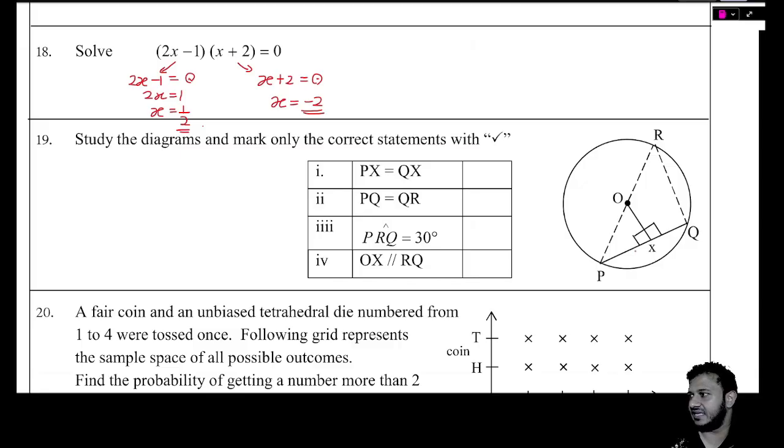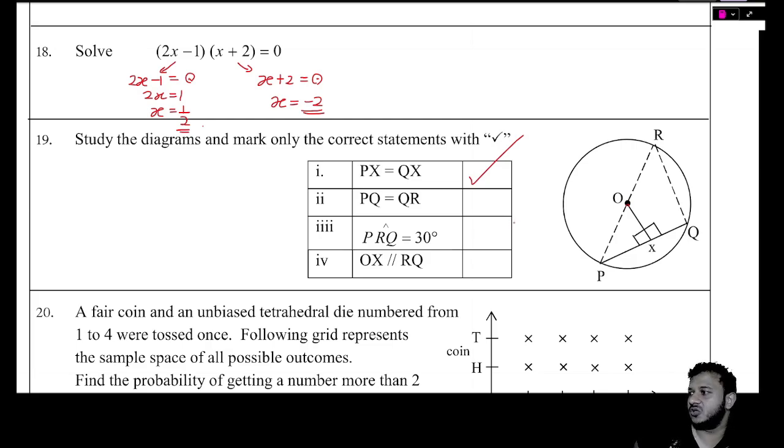Study the diagram and mark only the correct statements with a tick. PX length is equal to QX length. Is that correct? Yes, it is correct. Why? Can you remember the chord theorem? If the line coming from the center of the circle to the chord is perpendicular to the chord, that means the chord gets bisected. Chord theorem. That's correct. Can you remember that? If not, look at the theorem booklet I sent y'all.